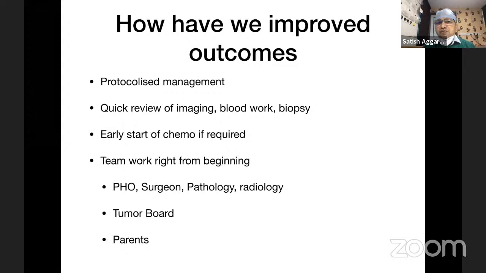So how have we improved the outcomes in these masses? It's because for every kind of mass, we have a protocolized management. And we do a quick review of imaging, blood work, and biopsy, and everything moves simultaneously. I get involved right from the beginning, like Manas Kalra, Dr. Anupam Sachdev, radiologist. When we go to the radiology, we discuss it together. An early start of chemotherapy. From the time of presentation, you will not believe, sometimes we start chemotherapy the very next day because we have everything ready within 24 to 48 hours.